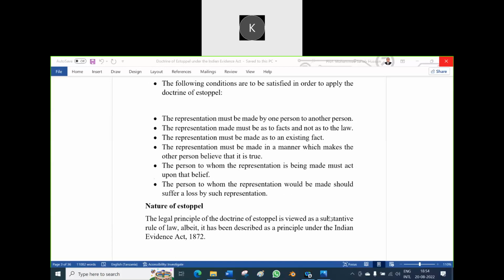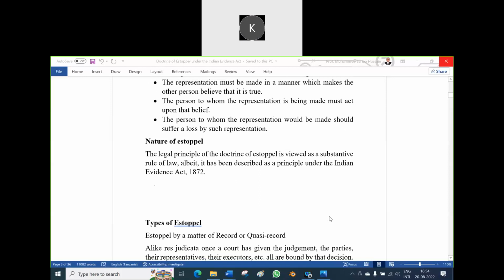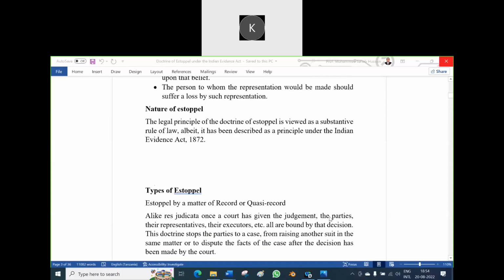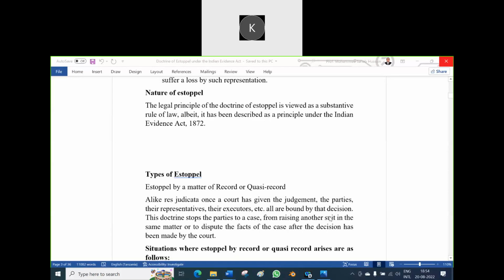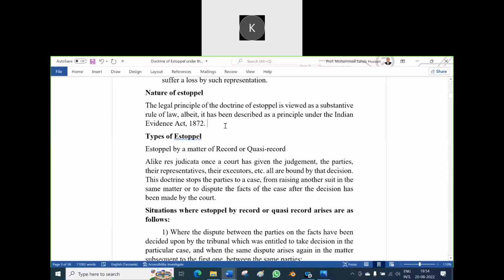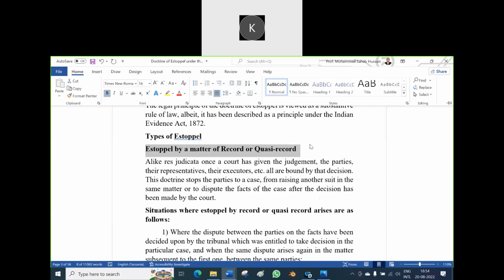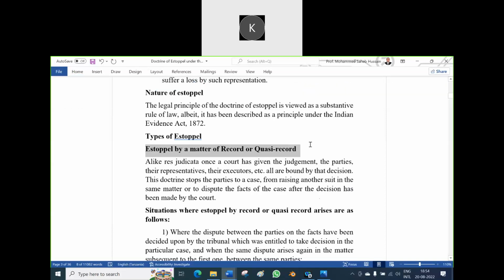This legal principle of the doctrine of estoppel is viewed as a substantive rule of law, although it has been described as a principle under the Evidence Act 1872. There are so many types of estoppel, sir. This doctrine has also been dealt with in the Code of Civil Procedure, section 11 to 40, and from section 40 to 44 of the Indian Evidence Act 1872. Some judgments are there, and these judgments are of two types: judgment in rem and judgment in personam.